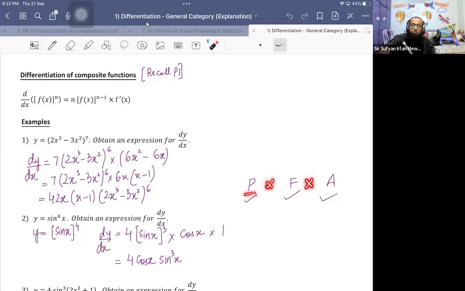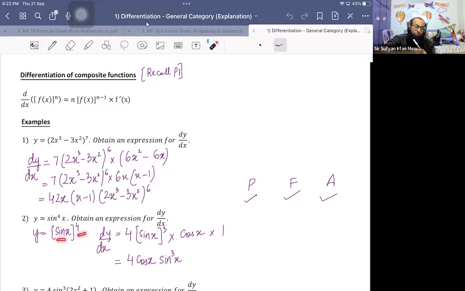So power, function, angle. I repeat, sine power 4 of x is the same as (sine x) whole power 4. So 4 will be multiplied and the power will be subtracted by 1. Sine x remains sine x. The differentiation of sine x will be multiplied, and that is cos x. Then the differentiation of the angle will be multiplied, and that is 1. So 4 sine cube x multiplied by cos x, which gives you 4 cos x sine cube x.